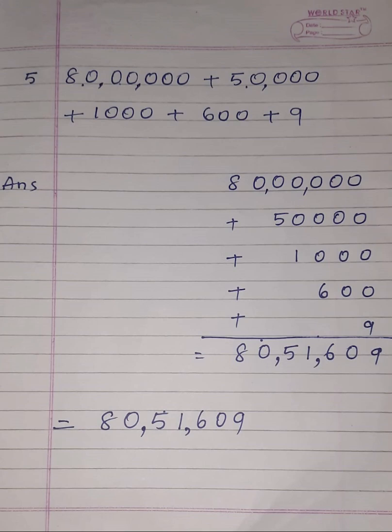And next in 10,000s place we have, children, 0 plus 5. We get 5 in the 10,000s place. And the remaining 0 which we have in the lakhs place, we bring it down to the final answer. And finally the 8 which is there in the 10 lakhs place, we bring it down to the final answer. So we get the answer as 80 lakhs 51,609. So the number in the expanded form is 80 lakhs 51,609. Followed children? So in this way, write neatly in your notebook. Followed?